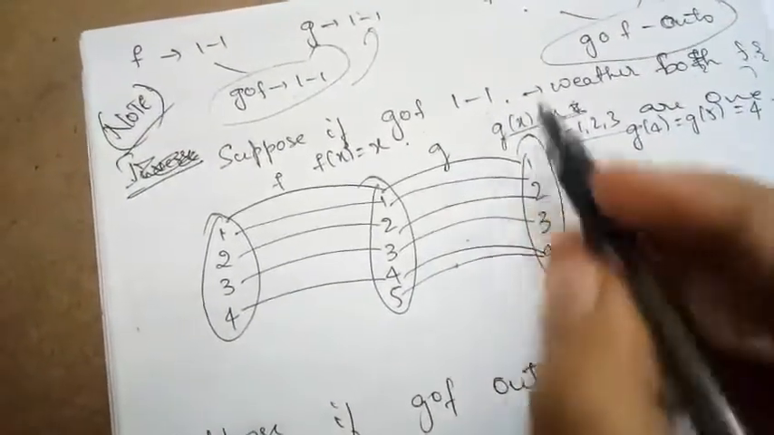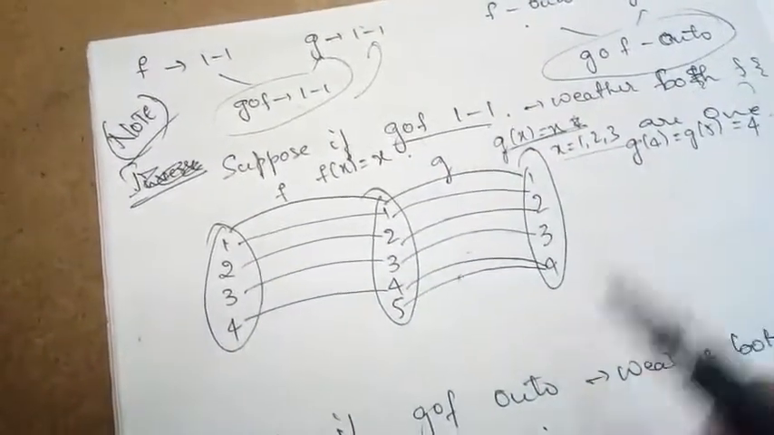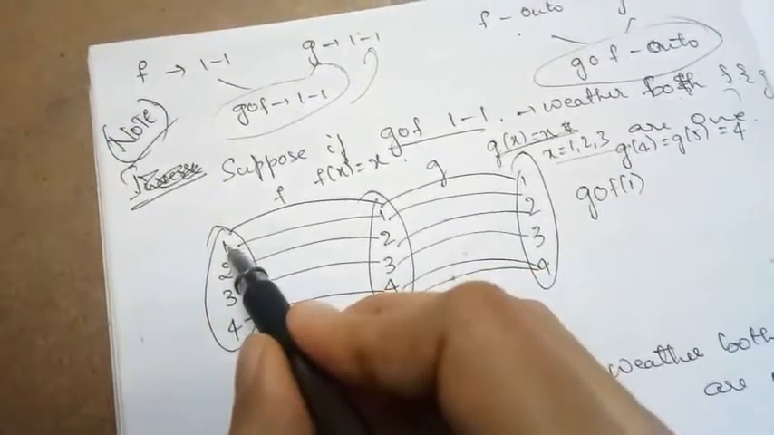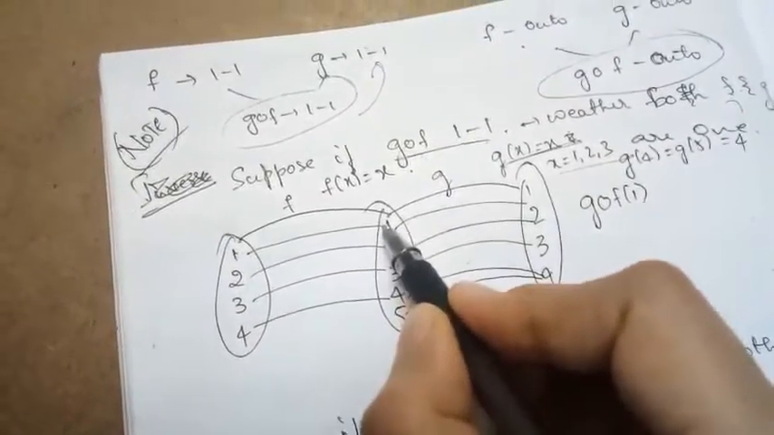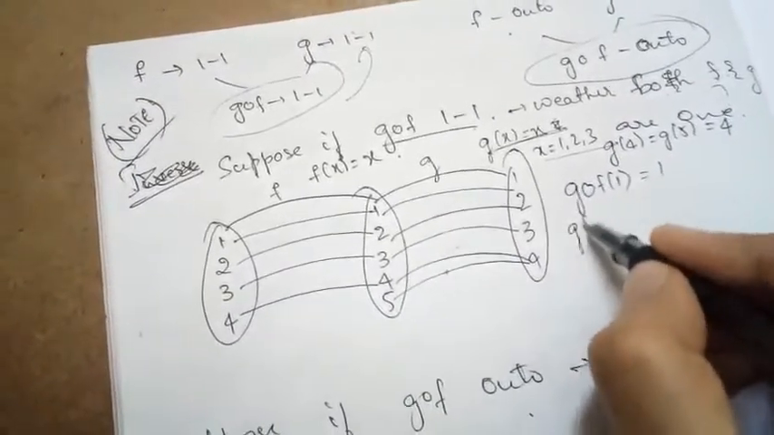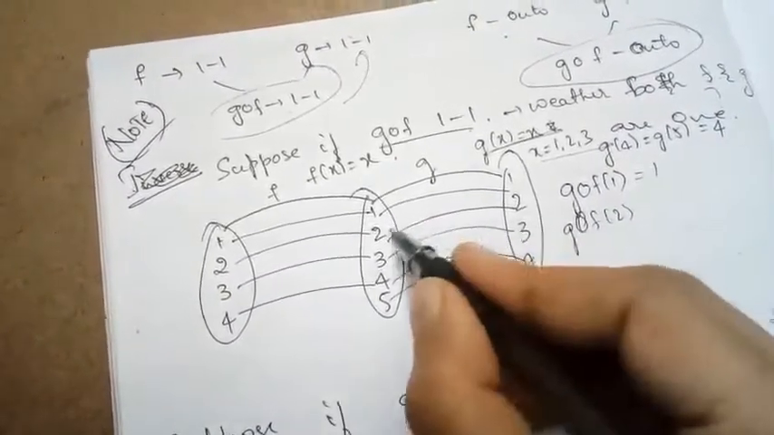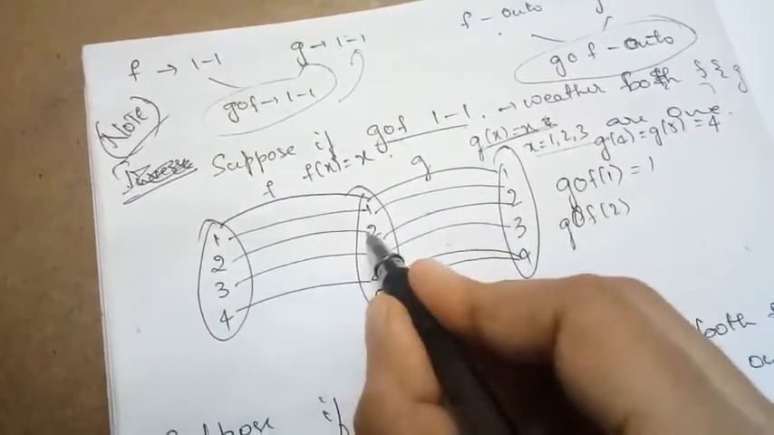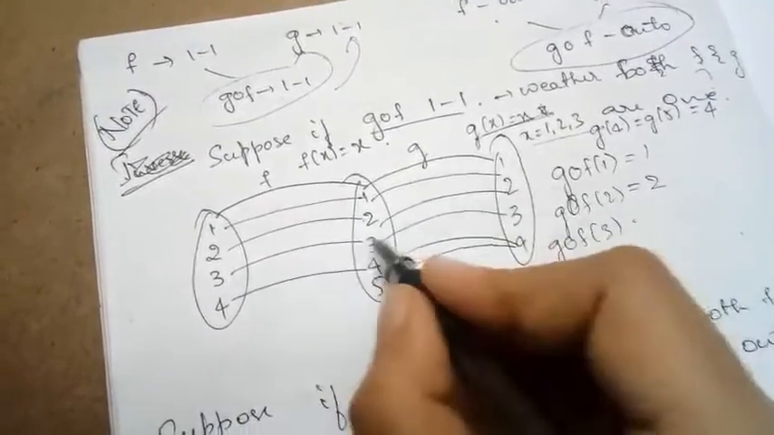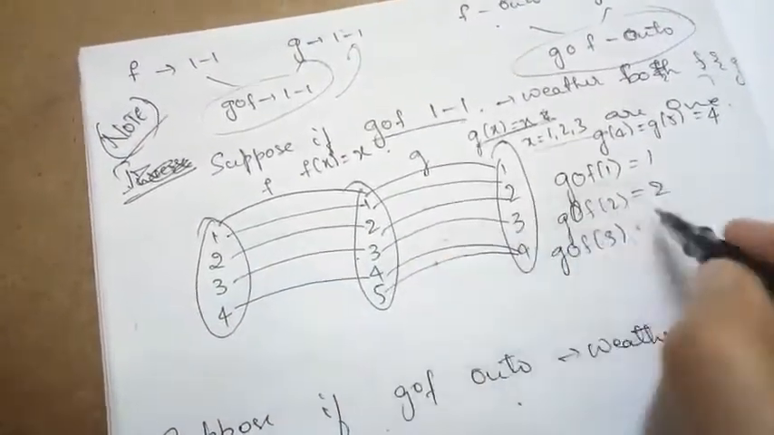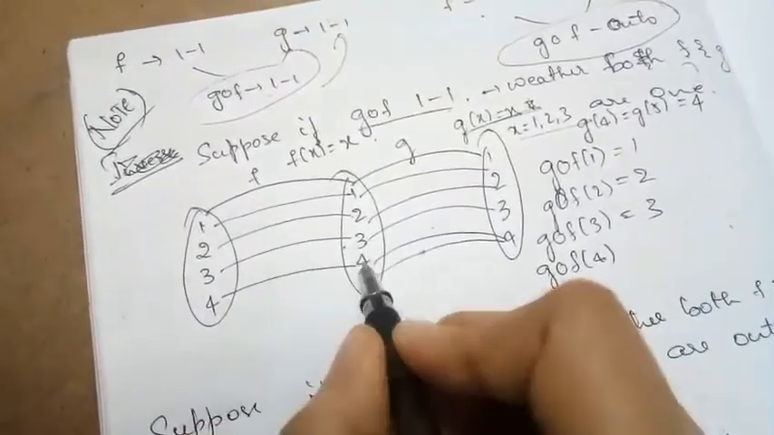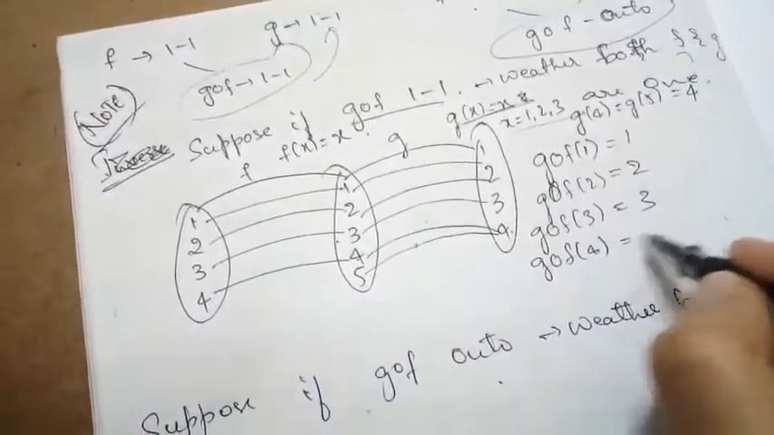Now with this example, let us see whether g of f is one-to-one or not. Clearly, g of f of 1: f of 1 is 1, so g of 1 is 1. So g of f of 1 is 1. What happens to g of f of 2? f of 2 is 2 and g of 2 is 2. g of f of 3: f of 3 is 3 and g of 3 is 3. What is g of f of 4? f of 4 is 4 and g of 4 is 4.